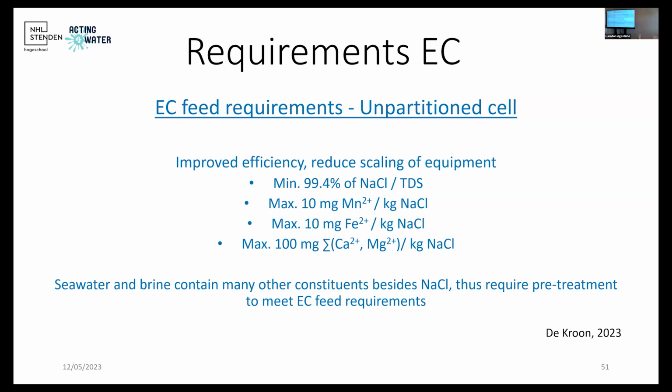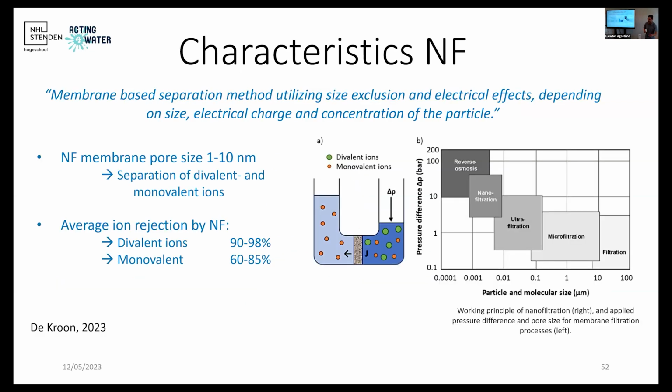So we were looking into these 4 parameters to see if the current nanofiltration membranes would be able to provide the necessary quality for the electrochlorination. Seawater and brine contain many other constituents besides sodium chloride, and thus require pretreatment to meet the feed requirements. This was work done by one of our students during an internship at a Brazilian company in Cajassi. The idea was using nanofiltration as a treatment step, because there is a monovalent to divalent ion rejection, and the divalent ion rejection is much higher in these systems.